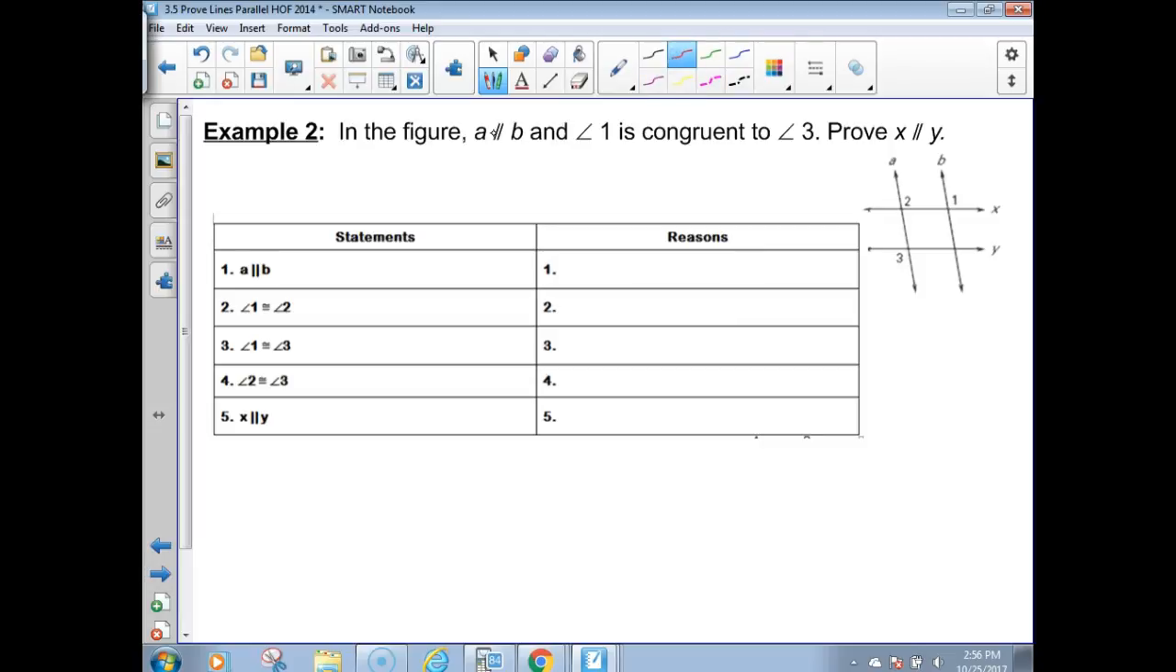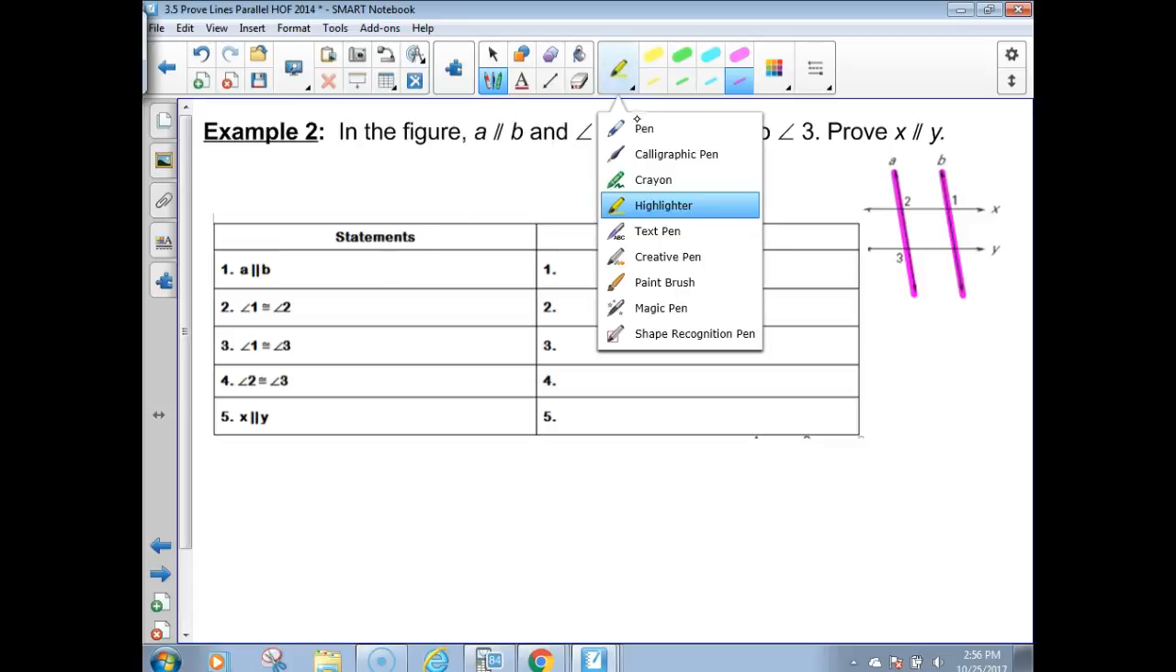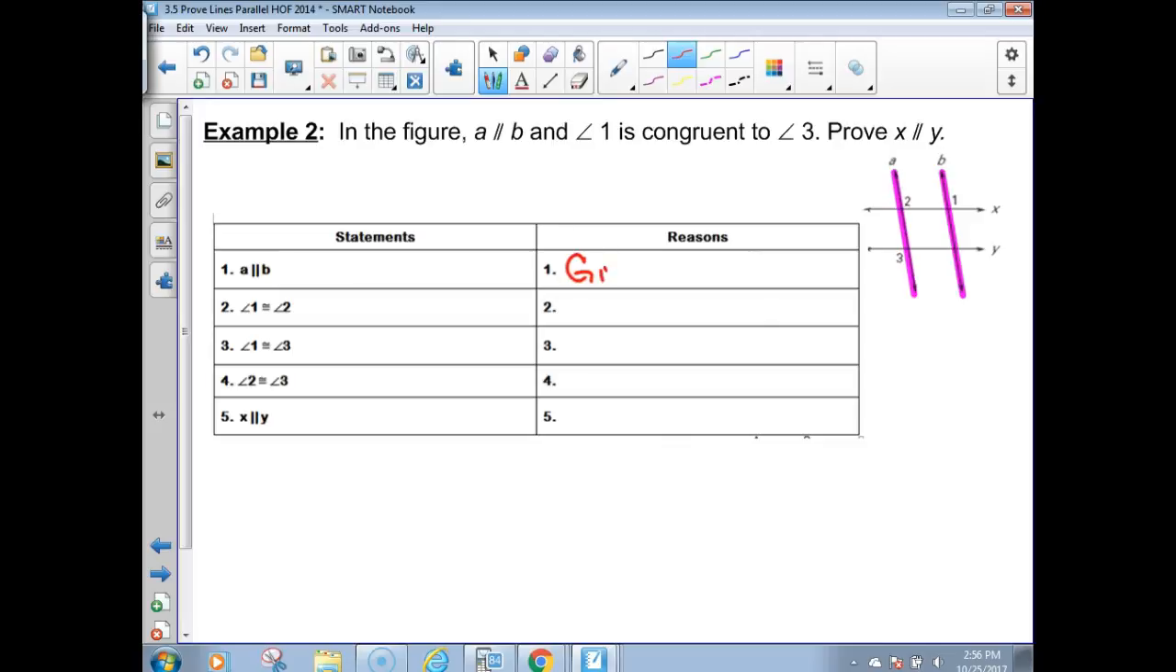Okay, example 2. In the figure, it says that line A is parallel to line B. So the ones that are given to be parallel are here and here. The next part, number 2, says angle 1 is congruent to angle 2. That is not a given. Angle 1 is congruent to angle 2 because of the parallel lines. If you have parallel lines, then corresponding angles are congruent. Angles 1 and 2 are corresponding.